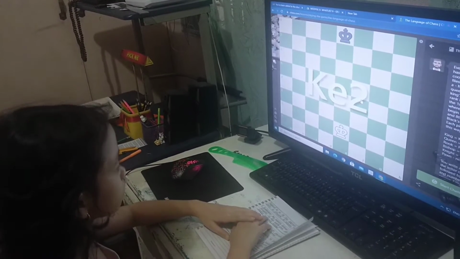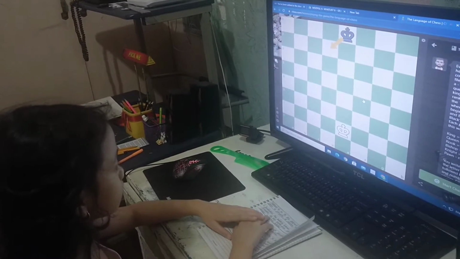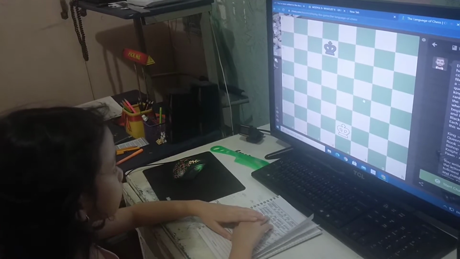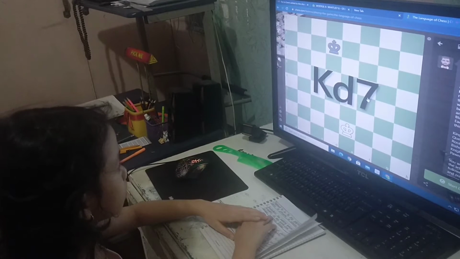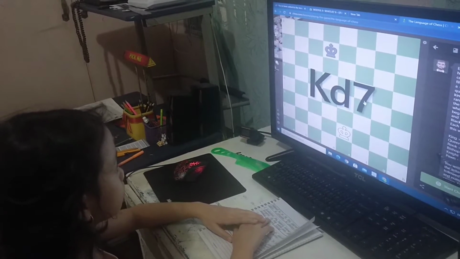Let's say black wants to play King to D7. In this case, it's the same idea. Capital K, lowercase D7. So piece, then square. K, D7.